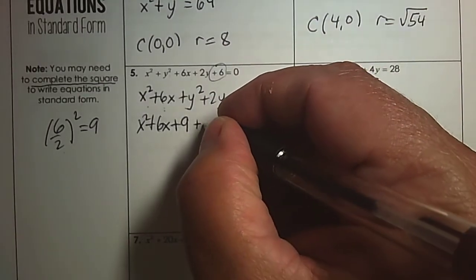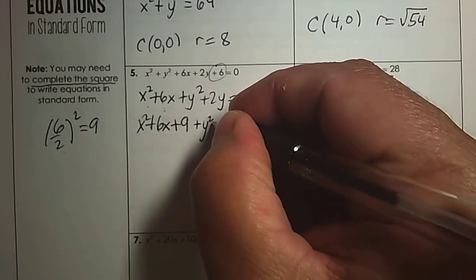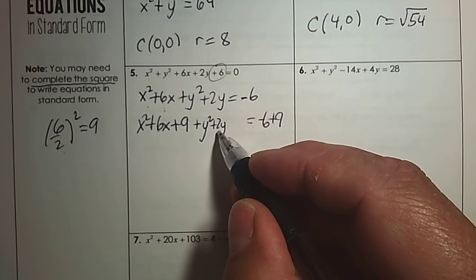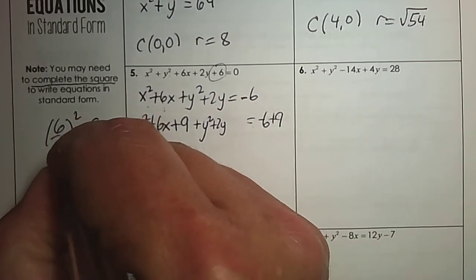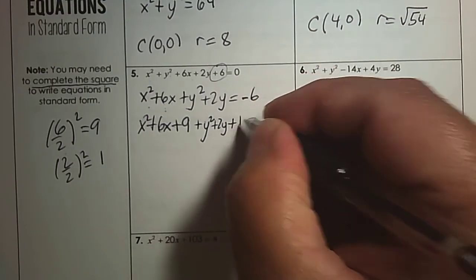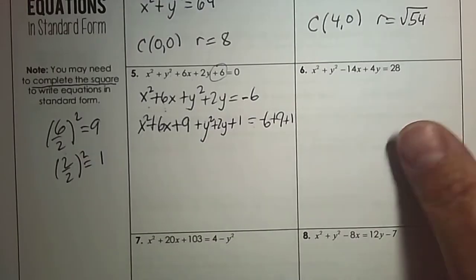I'm going to do the same for y. And again, I want to challenge you to do this mentally. Can you take 2 and divide it by 2 and square it? Eventually we're going to be able to do that in one step in our head. 2, then divide by 2 and square it. So that's equal to 1. So we're going to add 1 to both sides.